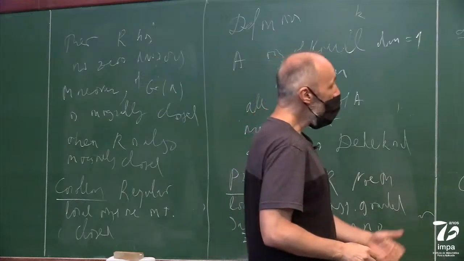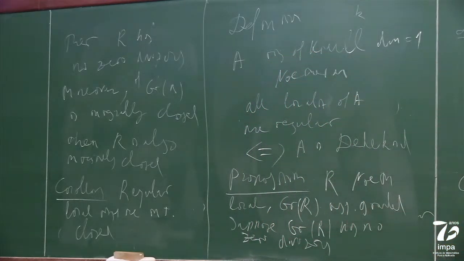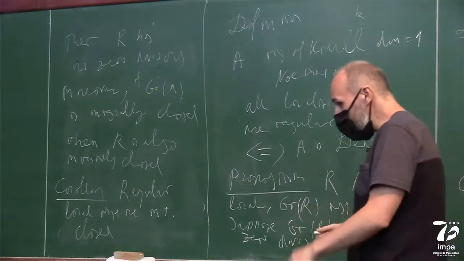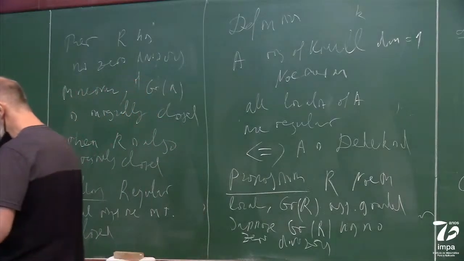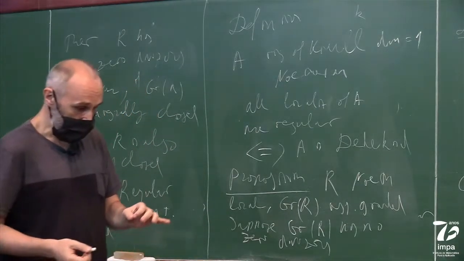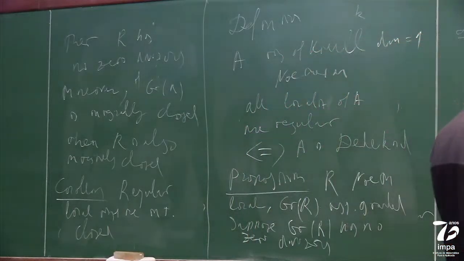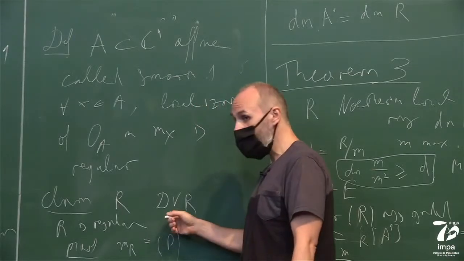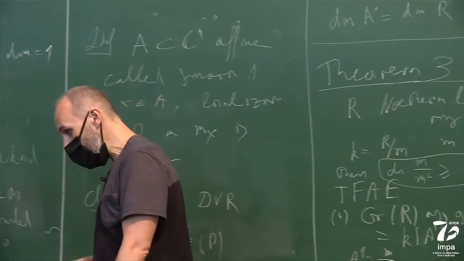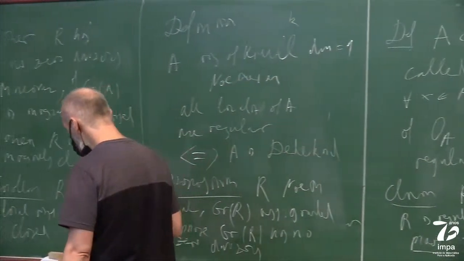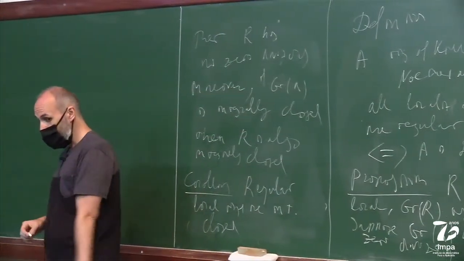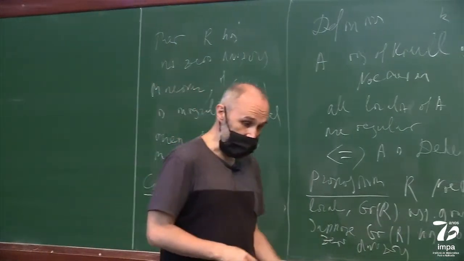So in fact, if you remember, one of the definitions of Dedekind rings, well, it was a property, but you can use it as a definition, is that it is integrally closed of dimension 1. Then all its localizations are integrally closed of dimension 1, and for local rings of dimension 1, integrally closed is the same as being a discrete valuation ring. So this is what we have in that setup.